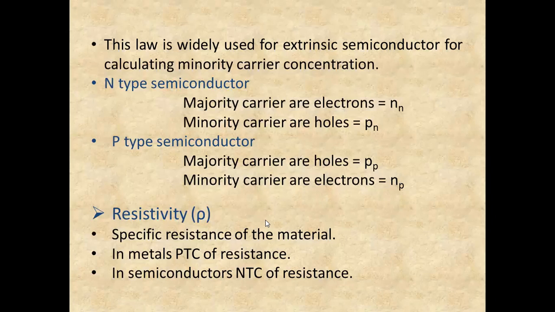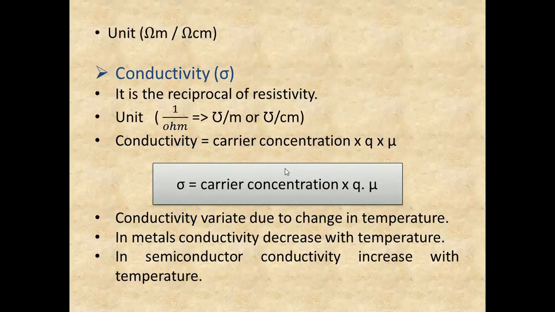So okay, the next is resistivity. I hope resistivity is very much clear to you. It's the same resistivity we have learned in our physics. We're just trying to relate resistivity with semiconductors in EDC. So this is the resistivity notation, and resistivity is the specific resistance of the material. The last two statements I've already discussed: in metals we have PTC, and in semiconductors we have NTC of resistance. And the unit, you definitely remember, is ohm meter or ohm centimeter, either one of these two.